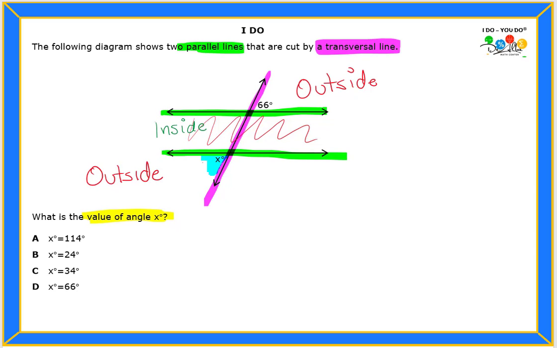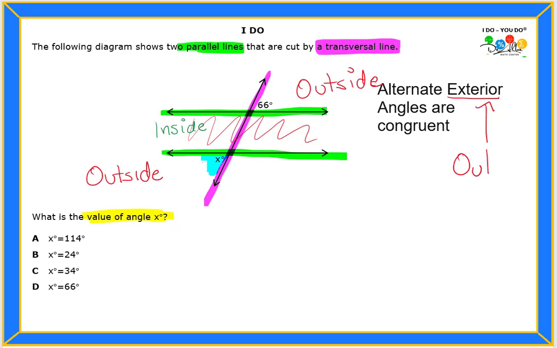So what do I know about these kind of angles? Well, there's something that we should memorize because we are going to need it a lot. And that says that alternate exterior angles are congruent. So remember the word outside. We said outside. Well, outside is the same thing as exterior. Think about export. It's like when you send something out, right? So outside is the same thing as exterior.